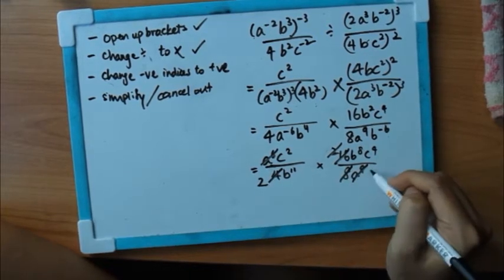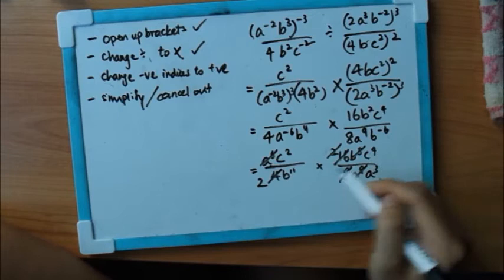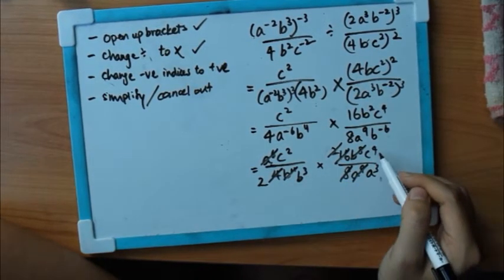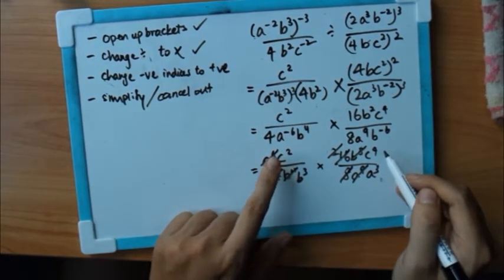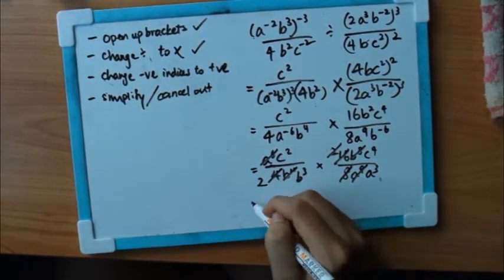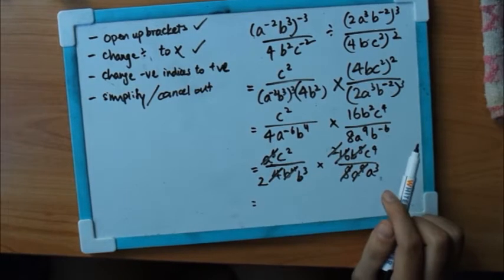So I have A^3 at the bottom left. B^8, B^11. I have B^3 at the bottom left. 2, 4. They're both on top. So please don't attempt to cancel them. You can only cancel when one is on top and one is on the bottom, and only when the operations here are all multiplication.